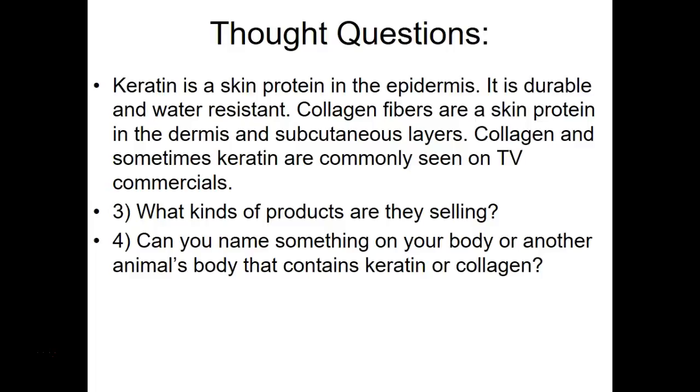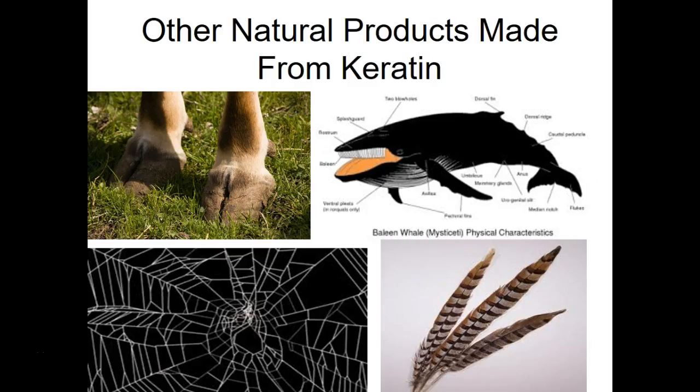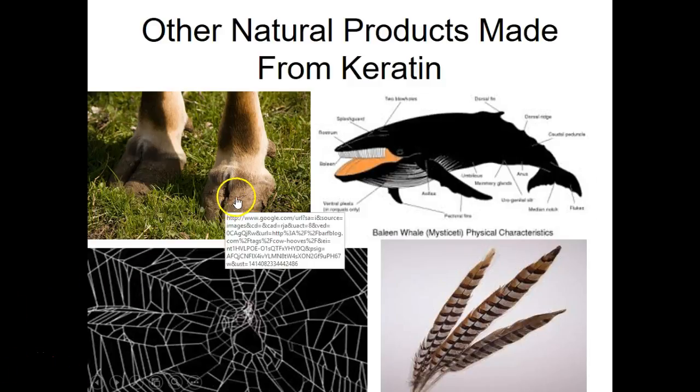So, can you name something else in your body, or another animal's body, that contains keratin or collagen? Well, I mentioned tendons and ligaments before for collagen. They're also found in bone. But for keratin, they're found in hair and nails on us, but they're also found in hooves. So these are basically made out of the same material as your nails.